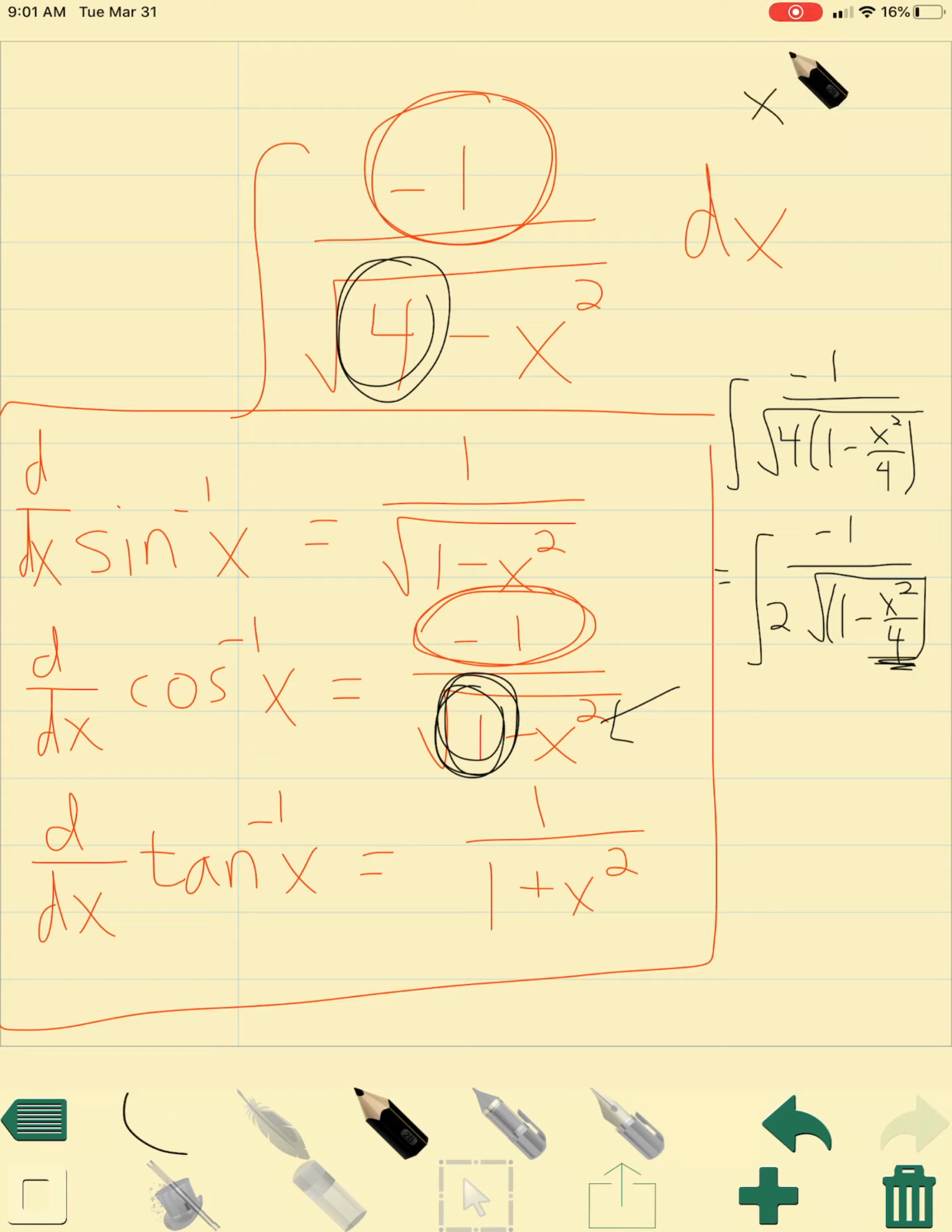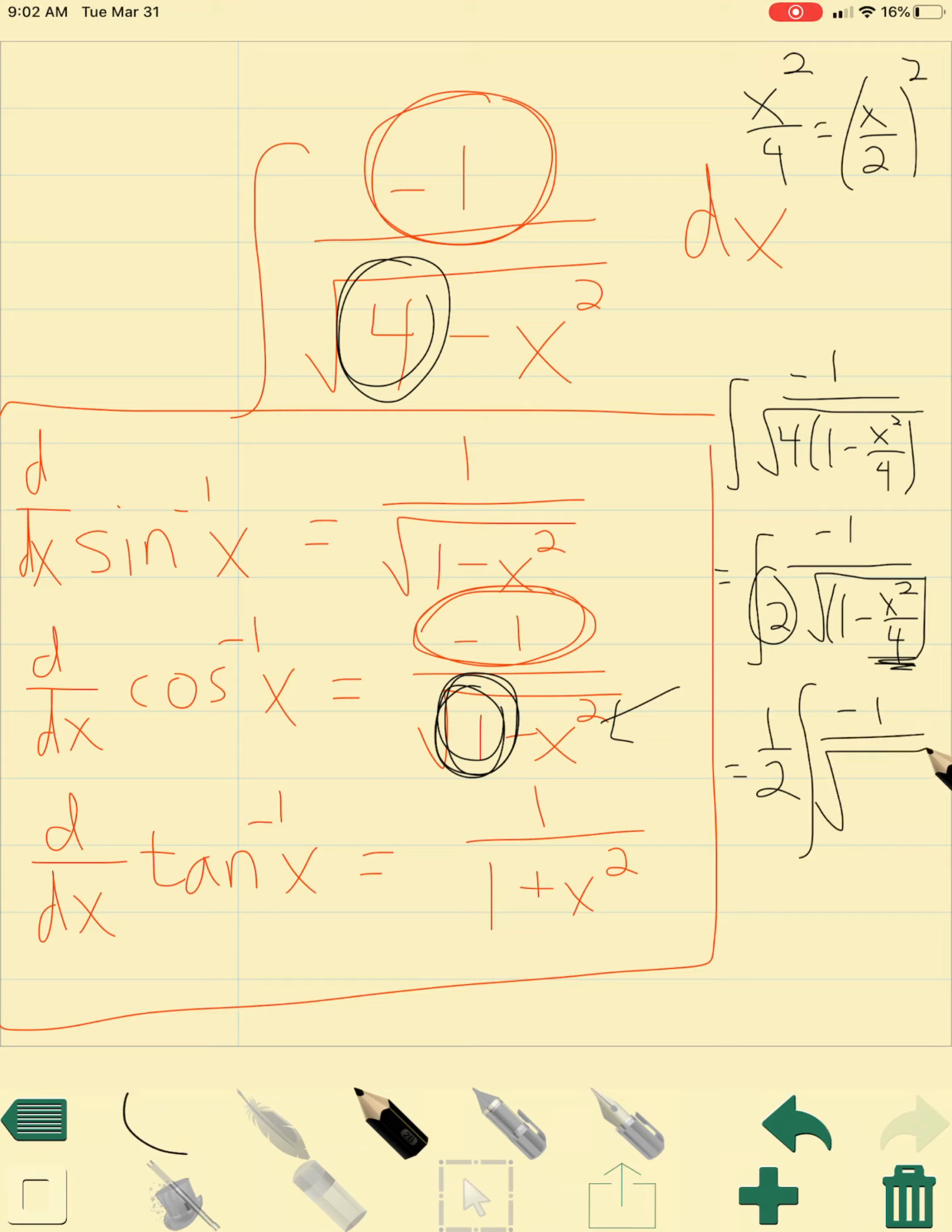So we need to figure out how we can get this to be something squared. Well, if we look at x squared over 4, that's equal to what squared? Well, that's equal to x over 2 squared. So I can just change this to be 1/2, if I take out this 2, times the integral of -1 over the square root of 1 minus x over 2 quantity squared. Okay, so then when I look at that, how that deals with this, well, this is still just a variable just like this is, so I can just say that this is equal to 1/2 times the cosine inverse of x over 2.